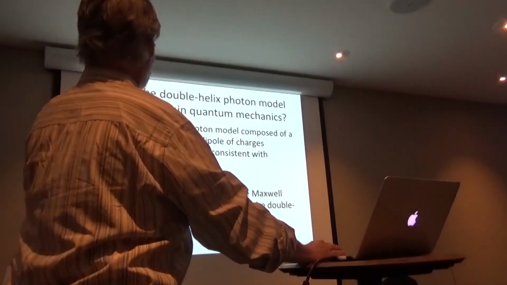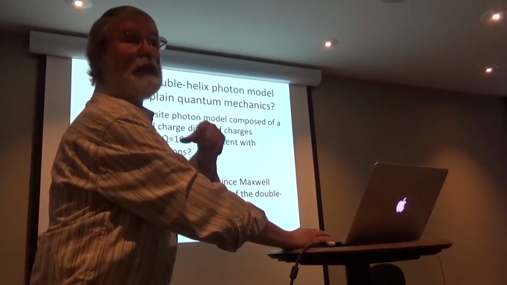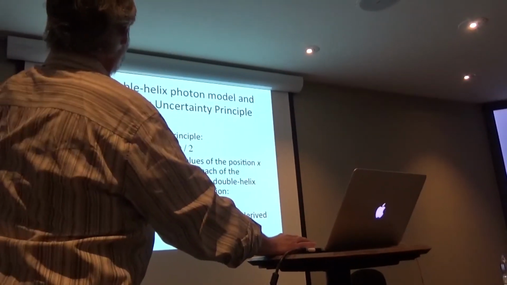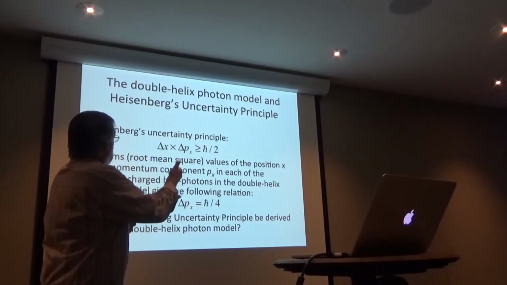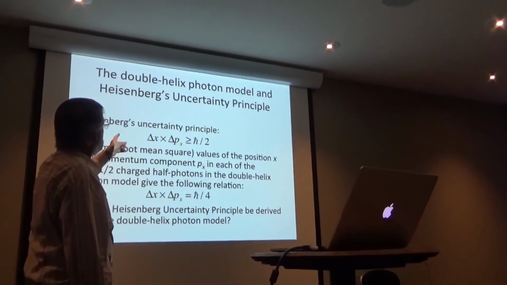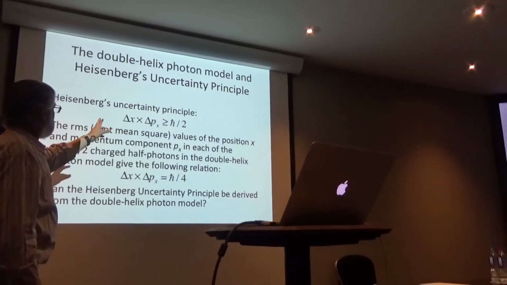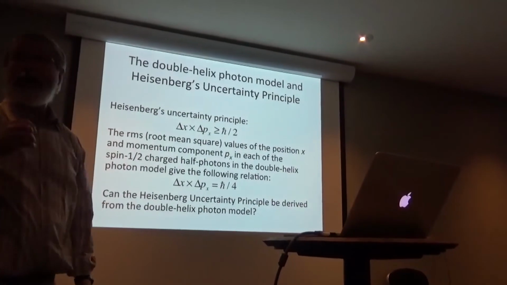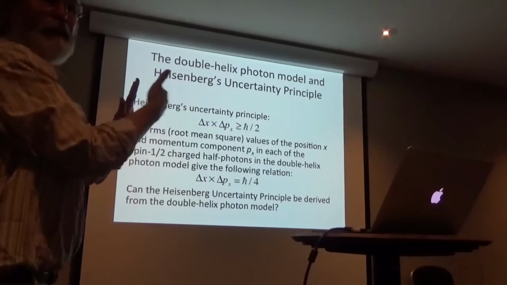Okay. So does anything have to be reevaluated about Maxwell's equations to consider this double helix photon model? And about the Heisenberg uncertainty principle, which says that for any particular dimension, the RMS value of the x coordinate and the momentum coordinate is greater than or equal to h bar over 2. That's the Heisenberg uncertainty relation for each dimension.